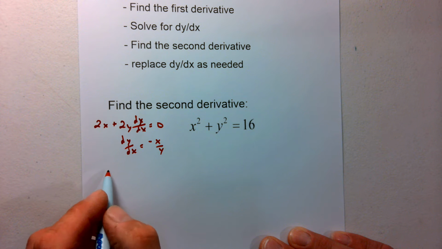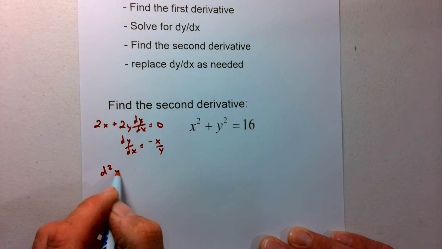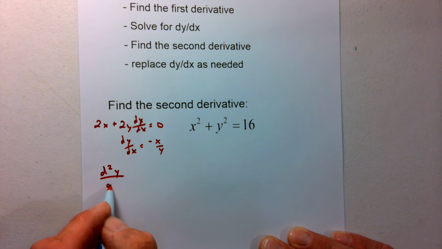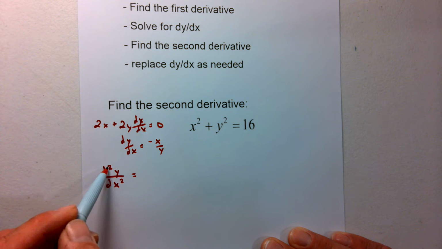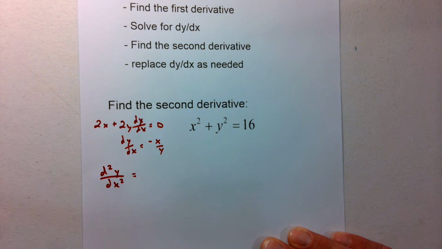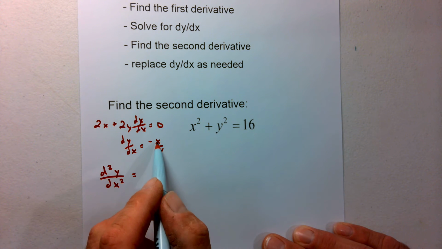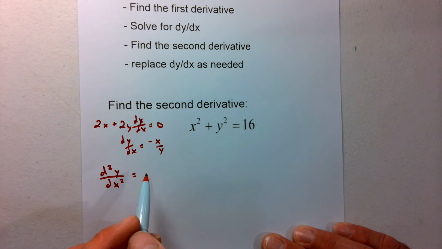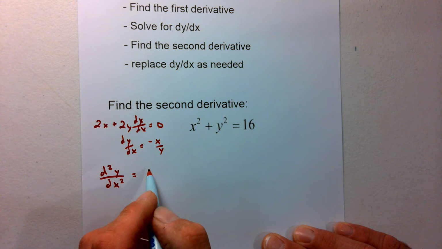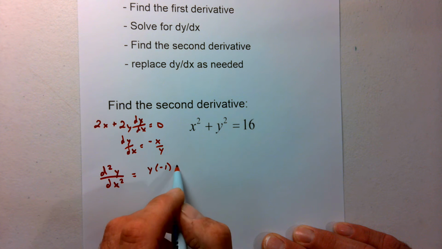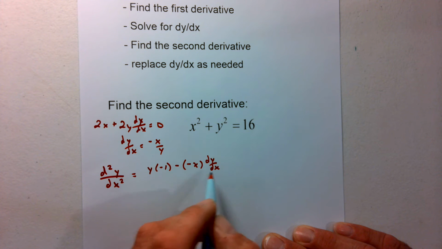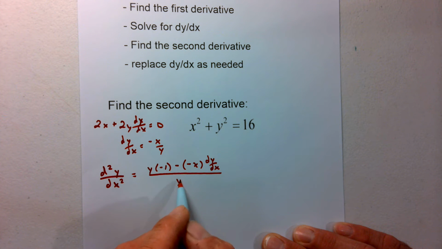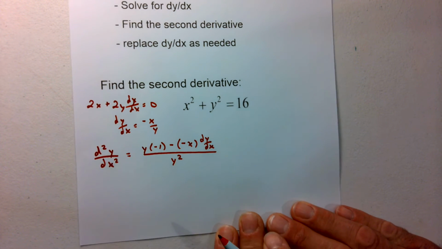Now we're going to find our second derivative. So to denote the second derivative, we're going to take the second derivative of y with respect to x. Notice we're squaring that d on the first one, we're squaring the x on the second one. It's not a misprint, that's our notation. To find the derivative of negative x over y, we're going to use our quotient rule. So we have y times negative 1 minus negative x times the derivative of y, which is dy dx, divided by the denominator squared, or y squared.